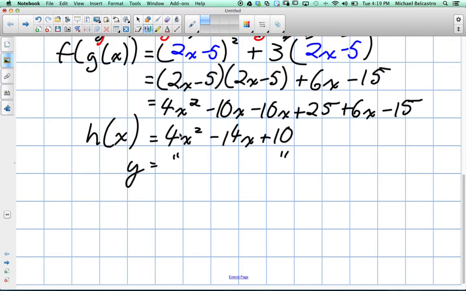The second thing, they wanted to graph it. This is just a quadratic equation, so we might be able to factor. Let's see if we can quickly factor. I'll common factor out 2, and I think that'll give us 2x squared minus 7x plus 5.